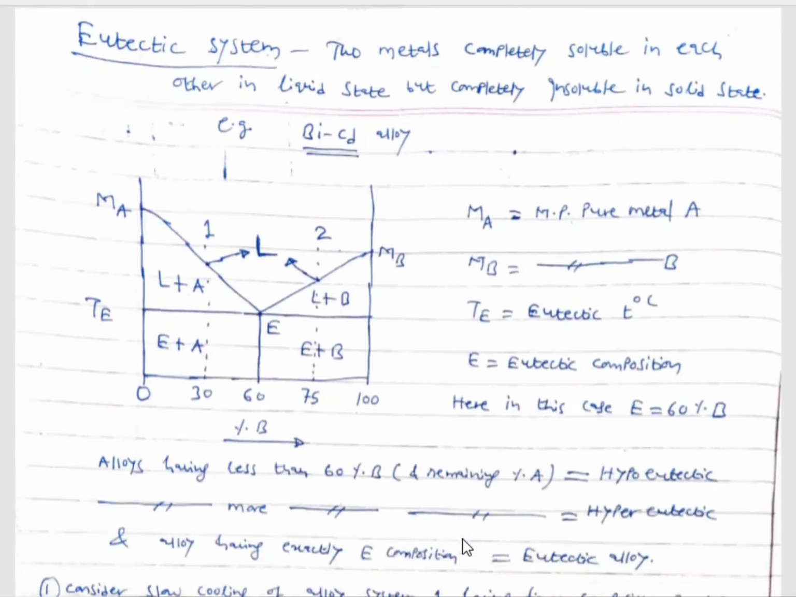Now another alloy system which we are going to see: two metals completely soluble in each other in liquid state but completely insoluble in solid state. Example is bismuth cadmium.